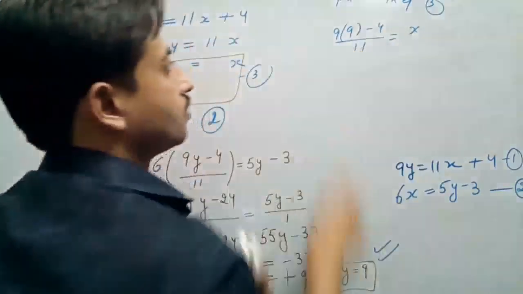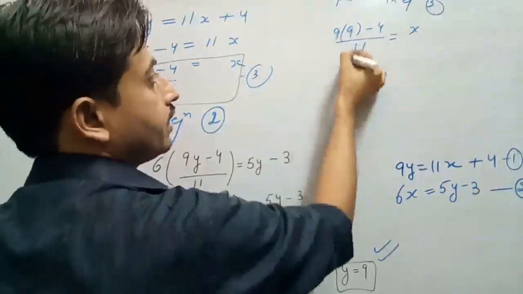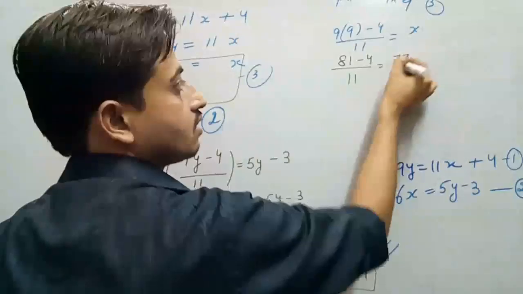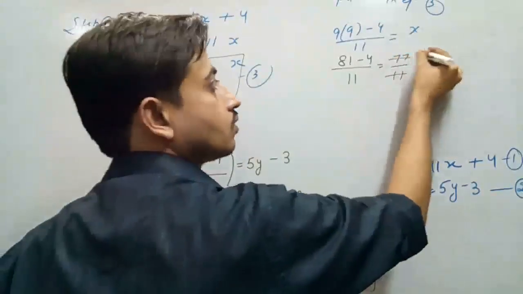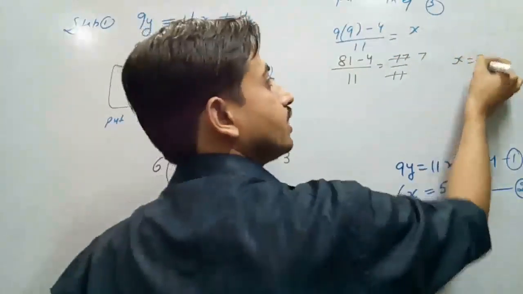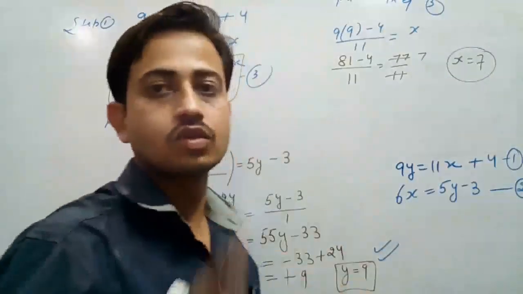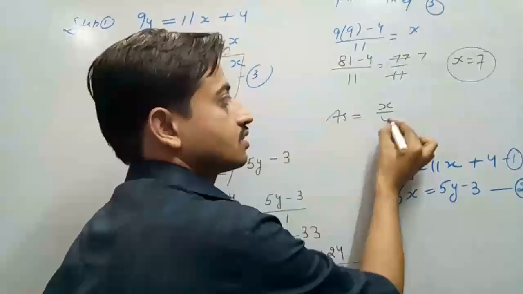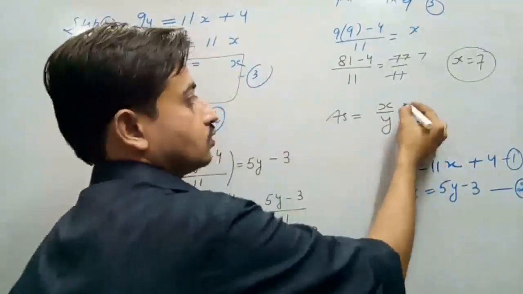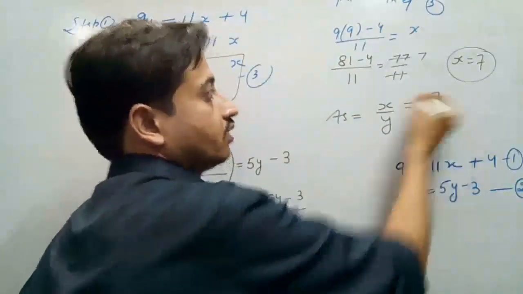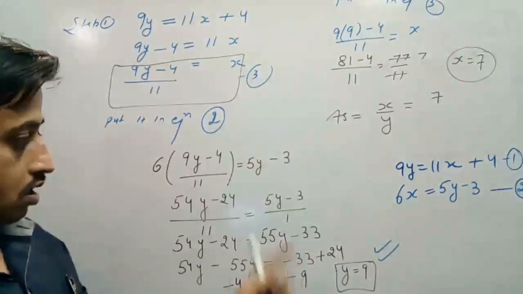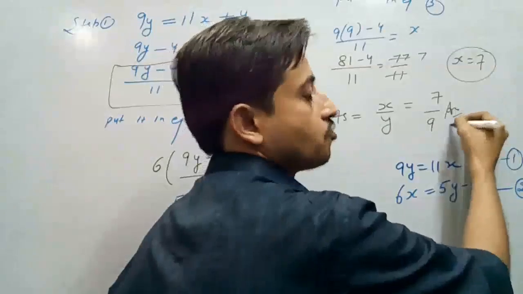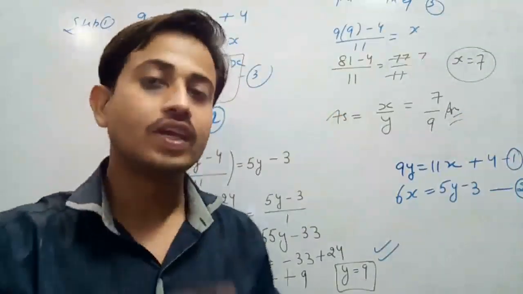I did wrong here. 9 into 9, 81 minus 4 divided by 11, which is 77 by 11. So this will cut on 7. So we get x is equal to 7, not x is equal to 11. Our final answer is what? Our fraction is x by y. So what's the value of x? 7. And what's the value of y? 9. So 7 by 9 is your final answer. Do correct it.